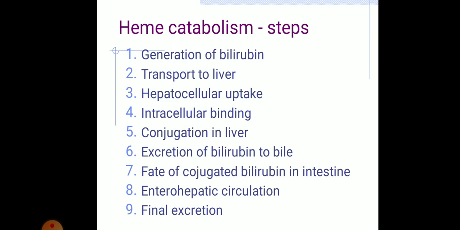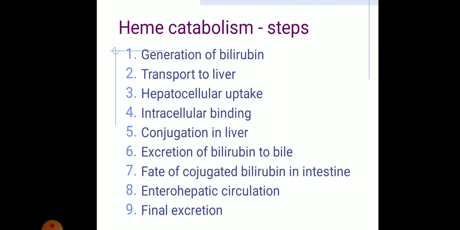Then in the hepatocytes there is a step of intracellular binding. Okay, then conjugation. Then the sixth step is excretion of bilirubin to bile. After conjugation in the liver, it is excreted into bile. Then the seventh step, fate of conjugated bilirubin in the intestine. This is bilirubin.